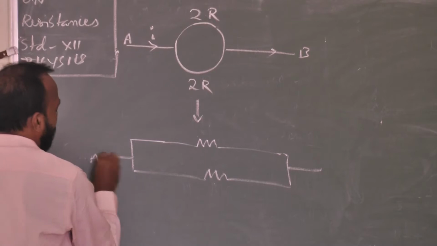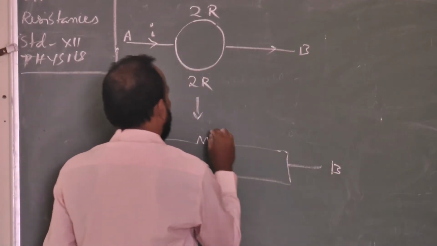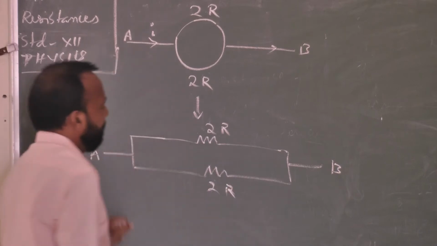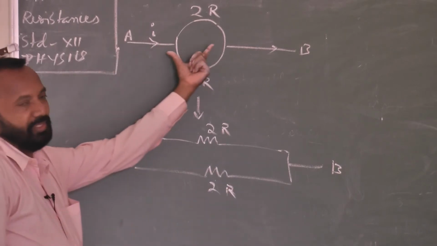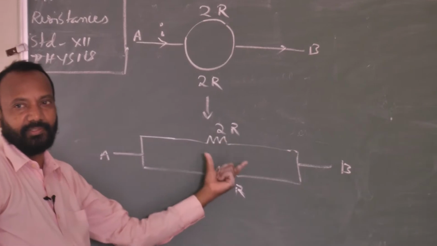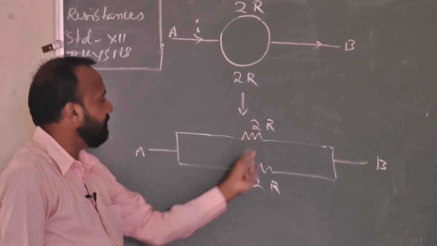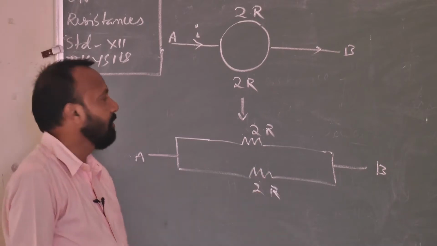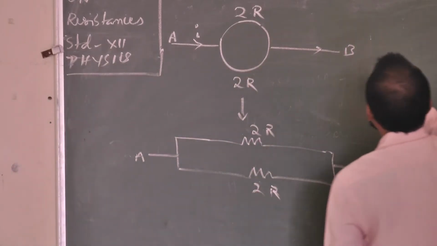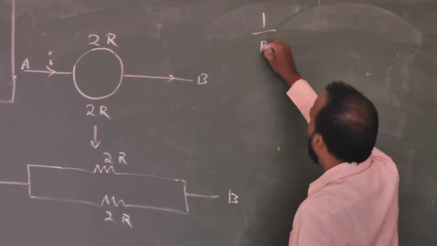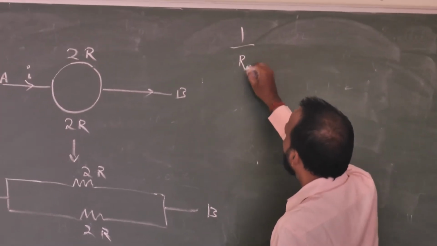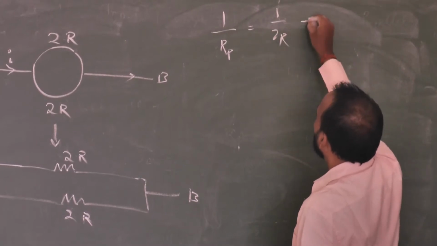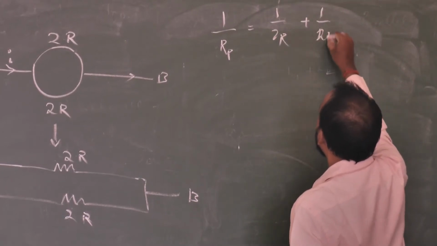Terminals A and B like this. This is your 2R. This is also 2R. The schematic diagram of this figure will be like this. And now these 2R and 2R are in parallel. So the effective resistance we can calculate: 1 by R effective, or I can say parallel, RP is equal to 1 by 2R plus 1 by 2R.